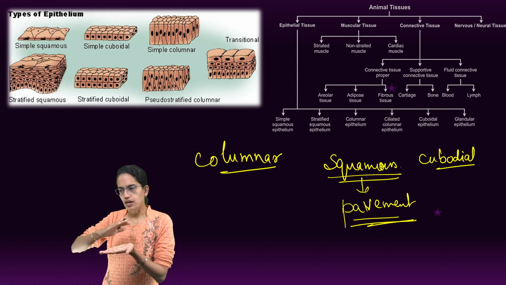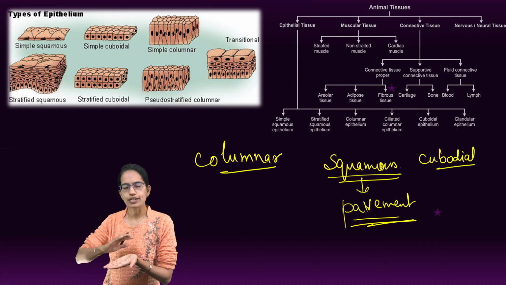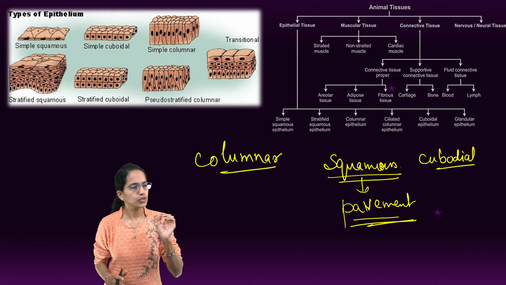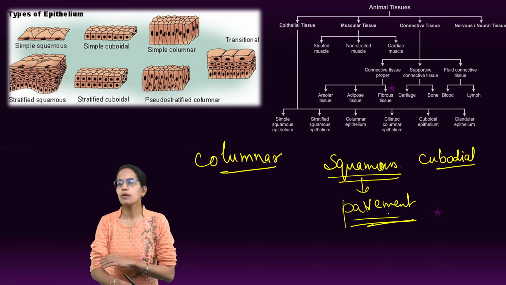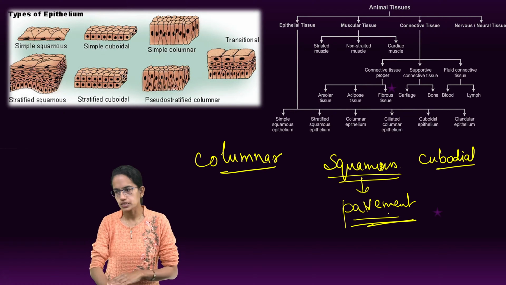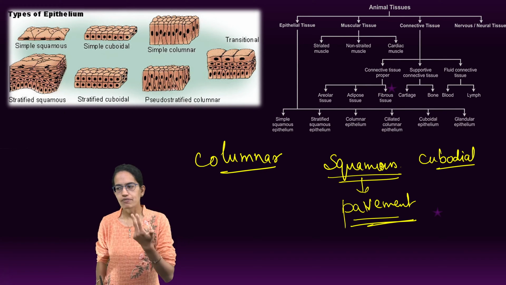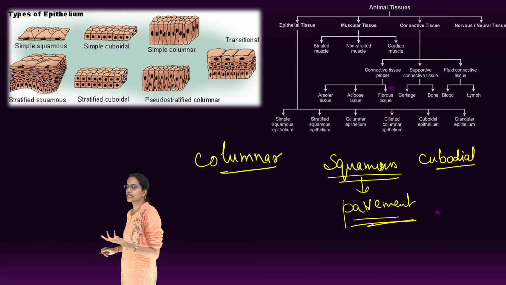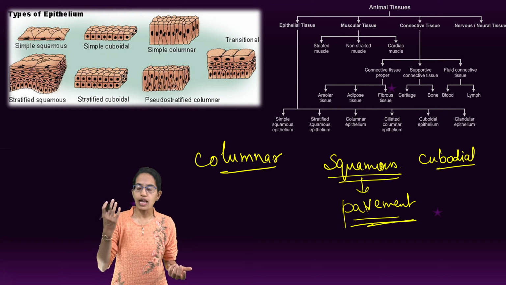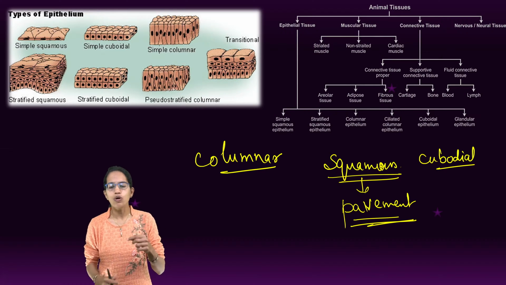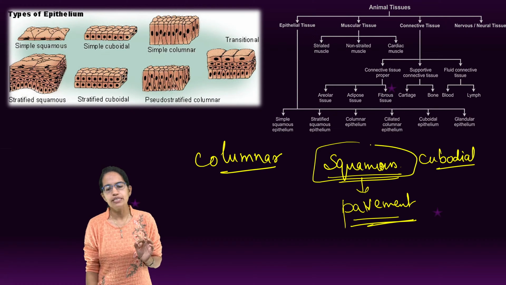The cell surface or the wall is actually thin in the case of simple squamous. Good examples: blood vessels, epidermis of the skin, buccal cavity, Bowman's capsule in the kidney. Then we have the lungs, the alveoli of the lungs. All of those are examples of squamous epithelium.